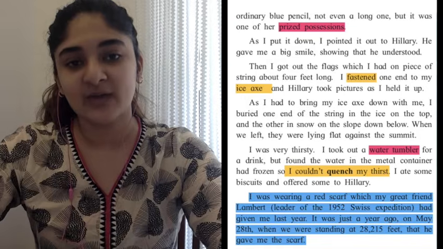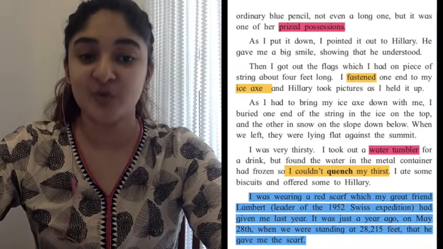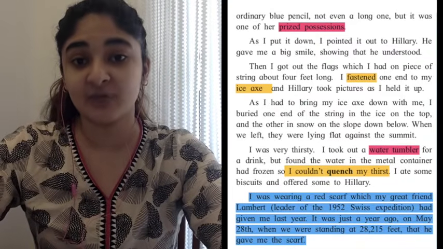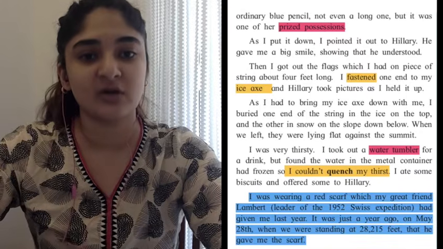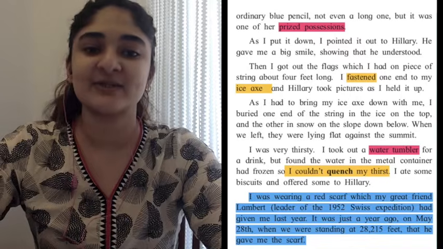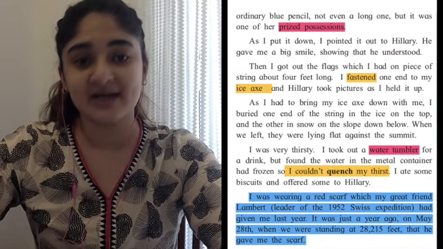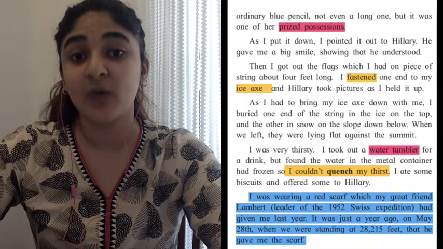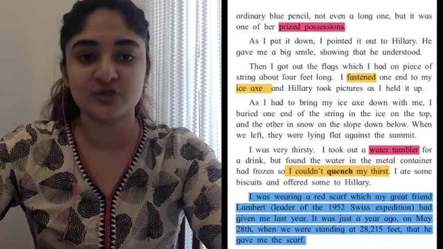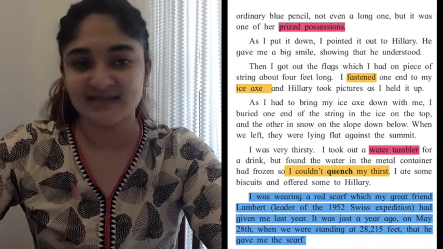As I put it down, I pointed it out to Hilary. He gave me a big smile, showing that he understood. Then I got out the flags which I had on a piece of string about 4 feet long. I fastened one end to my ice axe, and Hilary took pictures as I held it up. As I had to bring my ice axe down with me, I buried one end of the string in the ice on the top and the other in snow on the slope down below. When we left, they were lying flat against the summit.